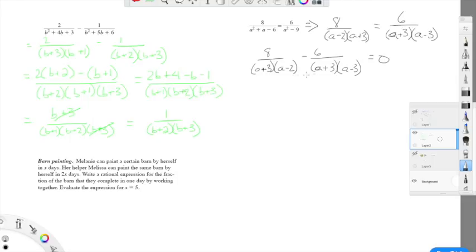So now let's do our subtraction by finding the common denominator. We've got a plus 3 present on both sides, so what we don't have in the first term is a minus 3. We'll multiply 8 by a minus 3. What we don't have in the second term is a minus 2, so we multiply 6 by a minus 2. We get all of that over a plus 3 times a minus 3 times a minus 2. And just to see if we can simplify further, let's expand the top.